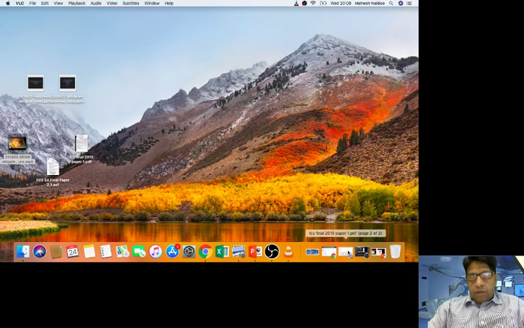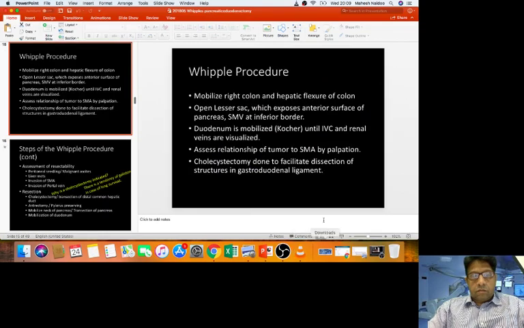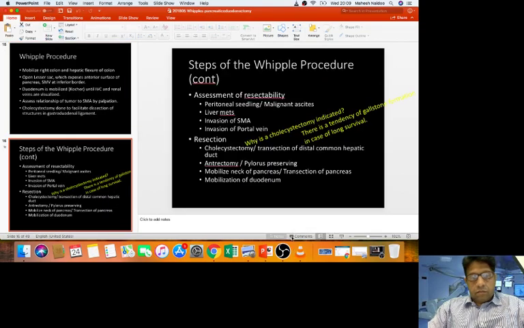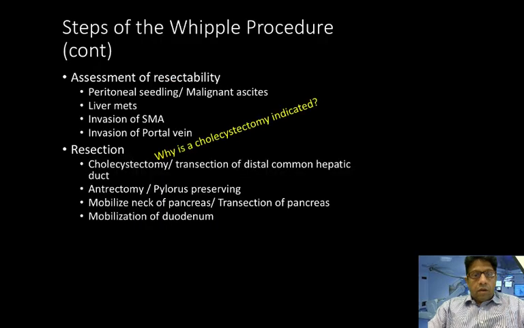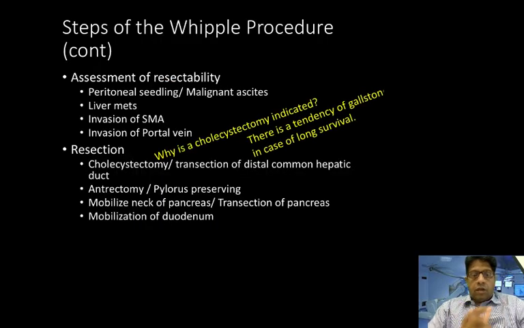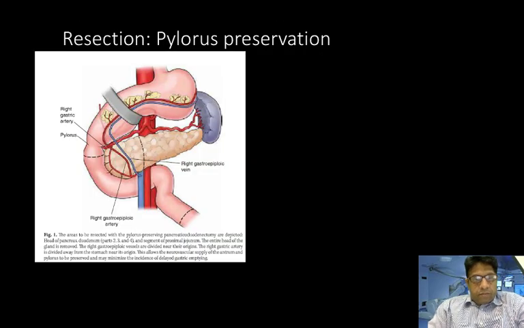We had one question that we'd asked. Let's just answer that quickly. So why is a cholecystectomy indicated? There's a tendency of gallstone formation, right? And remember that you can not do an ERCP in these patients because it's not possible to get the scope. You can get the scope into the stomach, but it's not possible to get it all the way up.